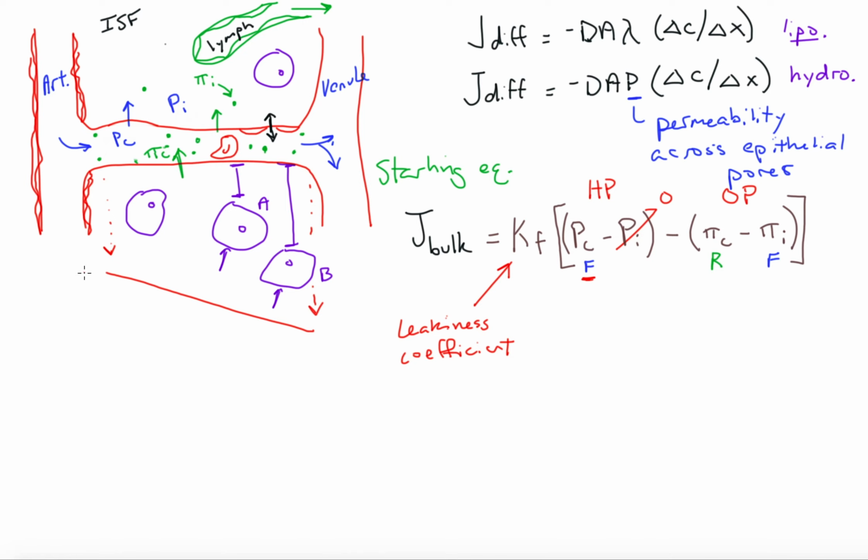So let's label this first guy we'll label it as net, just to be sort of inclusive in case the interstitial pressure is not zero. We'll call it net hydrostatic pressure. Now what we'll do is we'll call the other one the net oncotic pressure. And it sits about here. That's the net oncotic pressure.